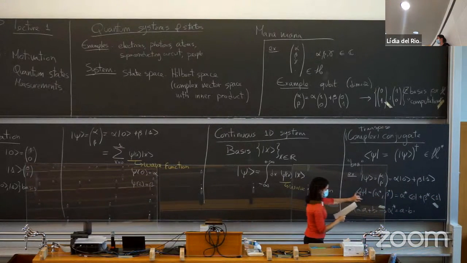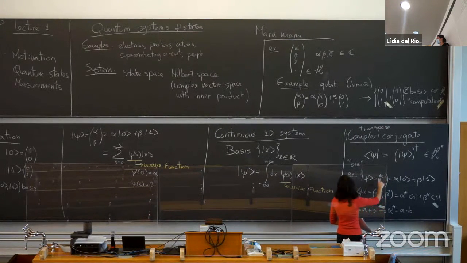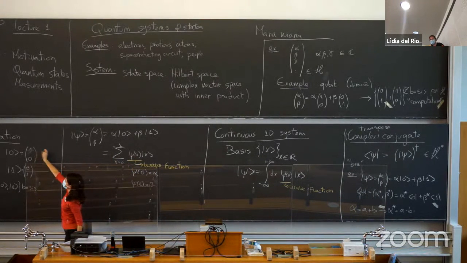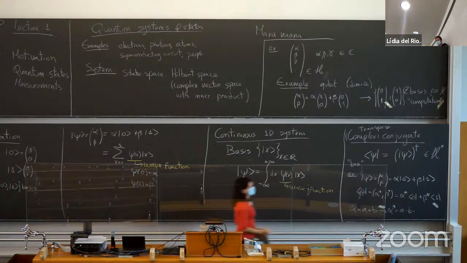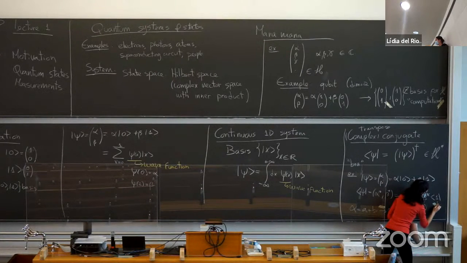Okay. They will become useful very soon. And what are <0| and <1|? Because they are the bras. So again, we take |0>. Where is |0>? |0> is this. Now we flip it and we take the complex conjugate, but the complex conjugate of 1 is just 1 and of 0 is just 0. So this is (1, 0), and this is (0, 1).